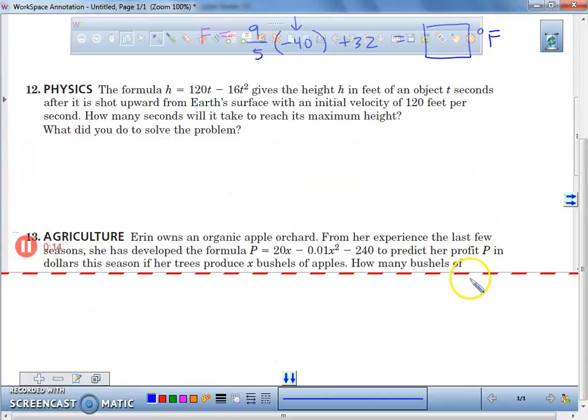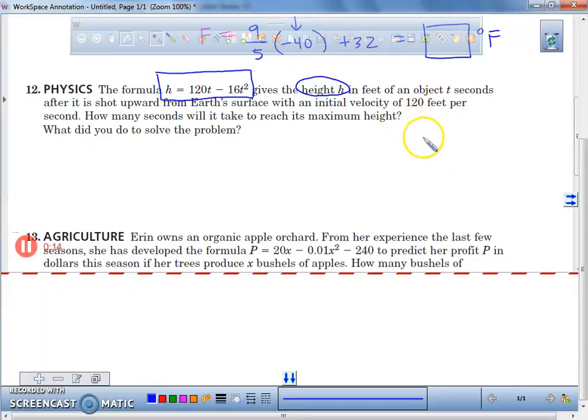Now, a little bit more difficult problem is problem number 12. So, who here feels like they are an excellent reader? Raise your hand. So, we have a formula here. The formula, H equals 120t minus 16t squared, gives the height h in feet.